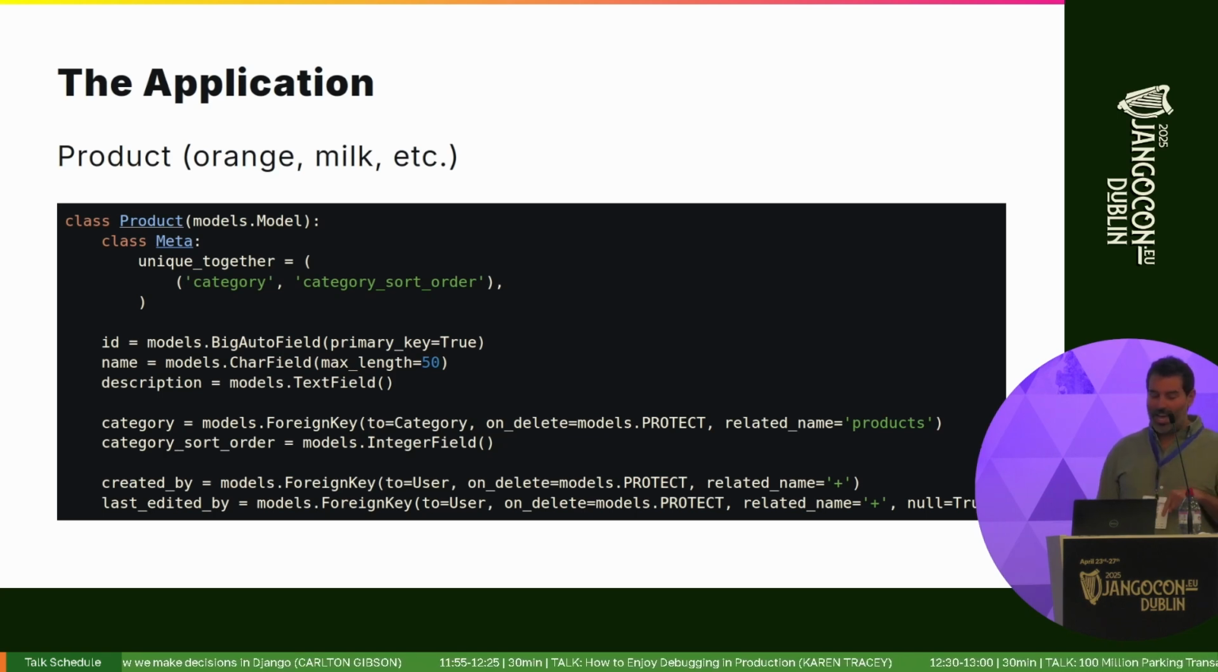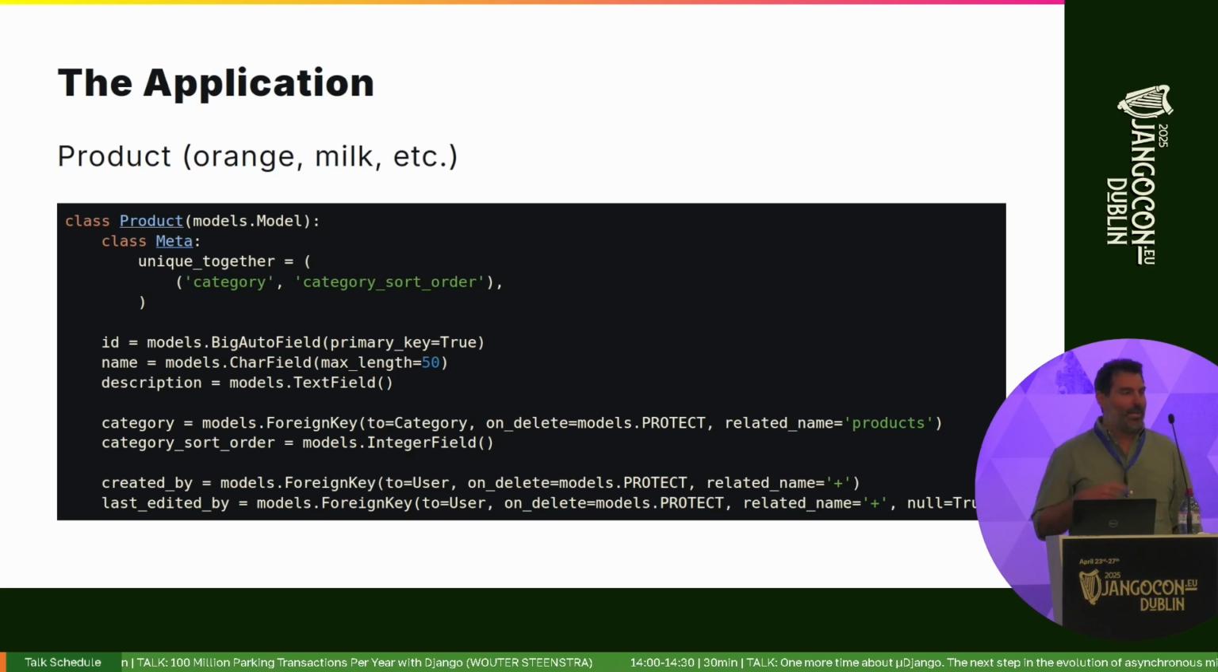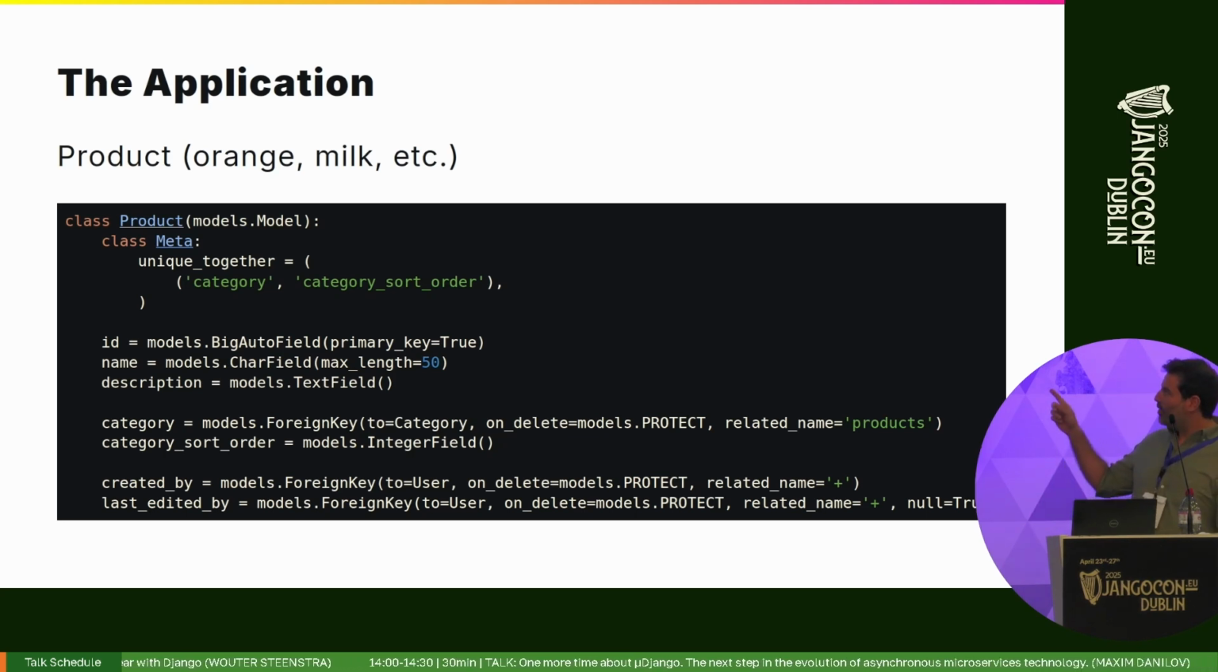Next, we have the sort order of the product inside the category. When we display the catalog UI, we want to make sure that feature products are displayed first, less popular products displayed at the bottom, so we have the sort order within the category. To make sure that we don't repeat the sort order within the category, we have a unique constraint at the top. You can see unique together, category, sort order.